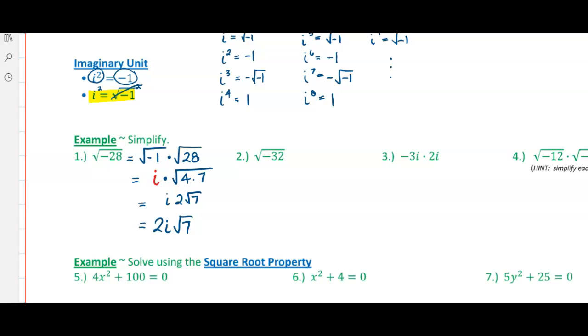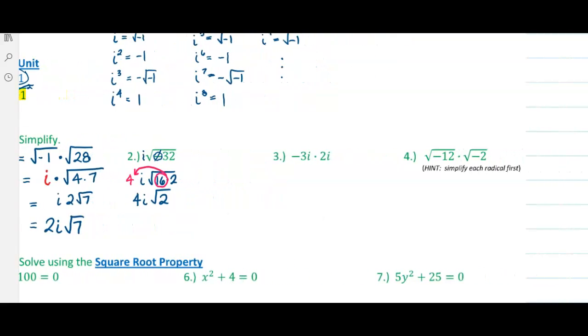Let's try the next one. Anytime you see a radical that has a negative, simply remove that and put an i out front. That's a faster way than writing it out. Now we're left with radical 32. That is radical 16 times 2. Radical 16 is just 4. The i comes down, and a 2 is left behind. So this 16 comes out and becomes the 4. The 2 is left behind, and the i was already out front of the radical.